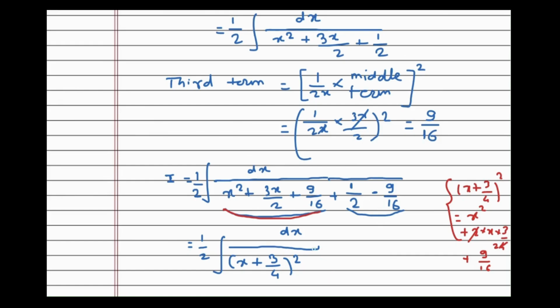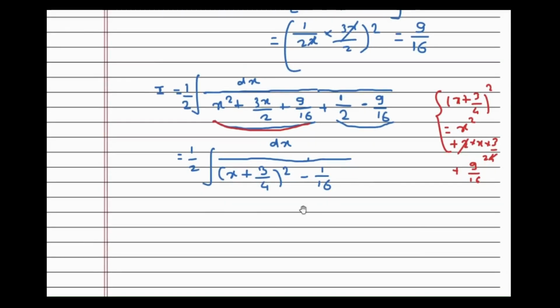Okay. And now the next two terms: 16 ones are 16, 9 twos are 18. So it will be minus 2 by 32, or 1 by 16. You can use a calculator to calculate this, 1 by 16. That is the combination of the last two terms.